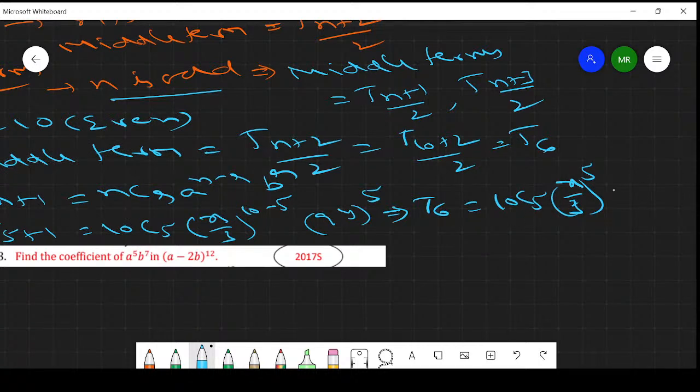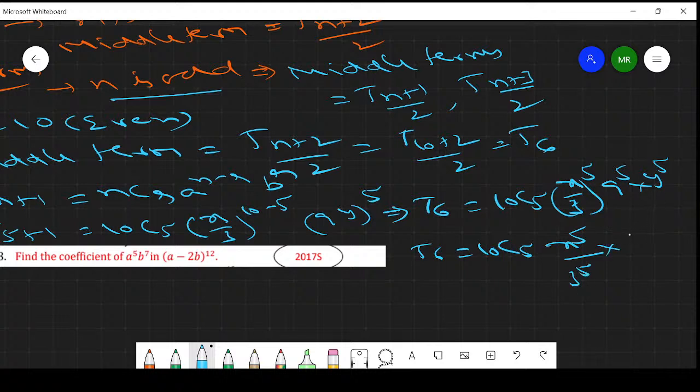I can write 9 power 5 into 3 y power 5 power 5. So if you want, I can simplify here. T6 is equal to 10C5. If I use nCr, nC(n minus r), the same thing comes, 10 minus 5 only. When it is a bigger number, you can leave it like this. 10C5, this is x power 5 by 3 power 5.